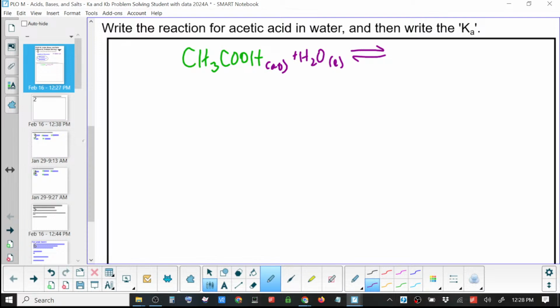What are the products? CH3COO with a negative charge, and H3O with a positive charge. Both aqueous, I think. Oh, and water is a liquid. Excellent. So if we were to write a Ka for that, one point.